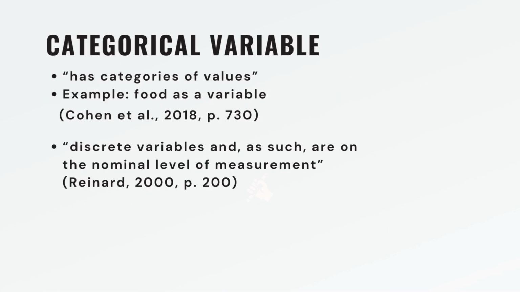Next, we have categorical variable. Cohen et al. state that a categorical variable is a variable which has categories of values. They further provide one example. If we are looking at the types of food in school meals, we may want to have three categories: carbohydrates, proteins, and fats. Each of these is a category of the variable food. According to Reynard, categorical variables are discrete variables and as such are on the nominal level of measurement.